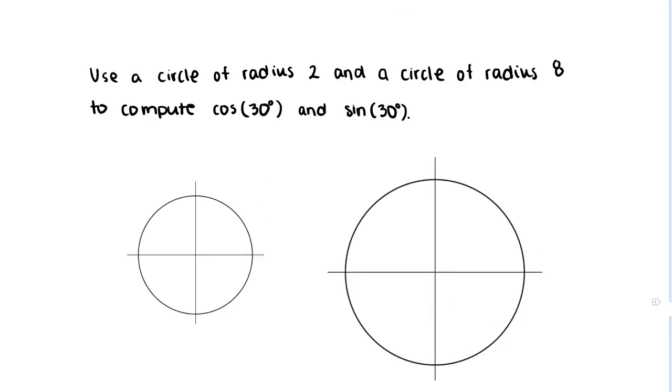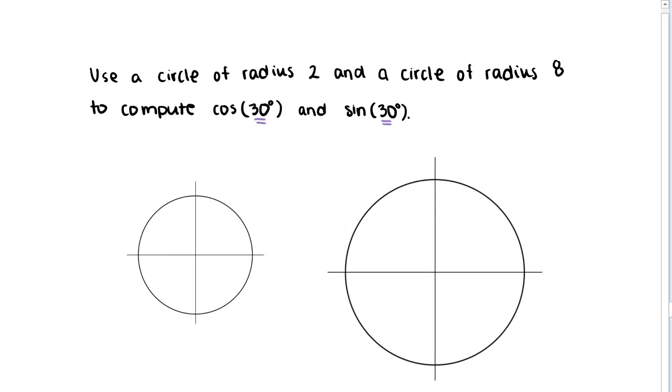Okay, so let's go ahead and try to evaluate cosine and sine of 30 degrees. Let's do this twice, once for a circle of radius 2 and once for a circle of radius 8, just to showcase that these radii, their differing measurement, isn't going to change the value of cosine or sine. So in this first picture, we're dealing with a circle of radius 2, and we want to explore cosine and sine of a 30-degree angle.